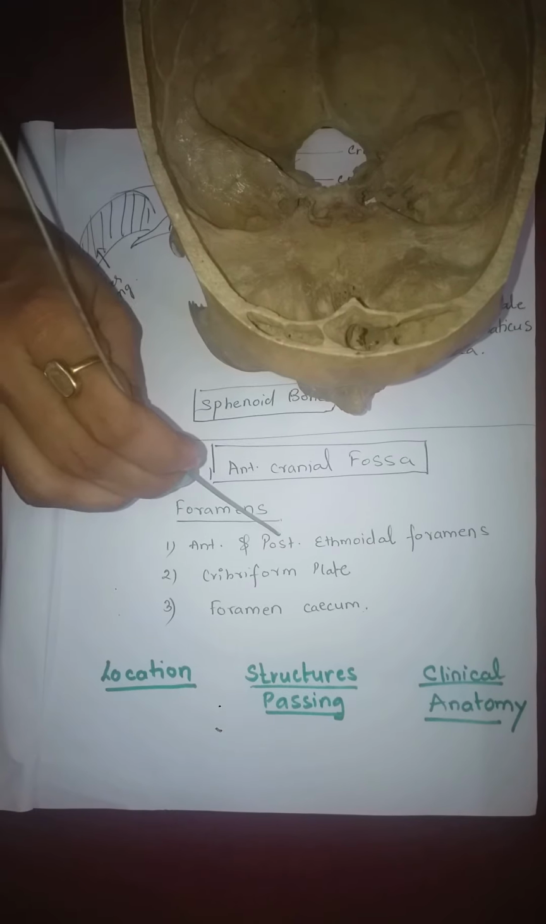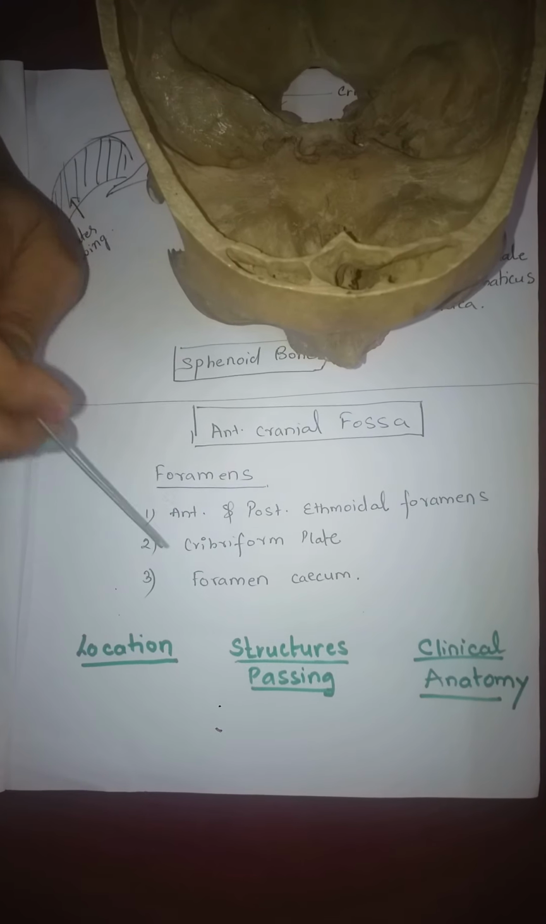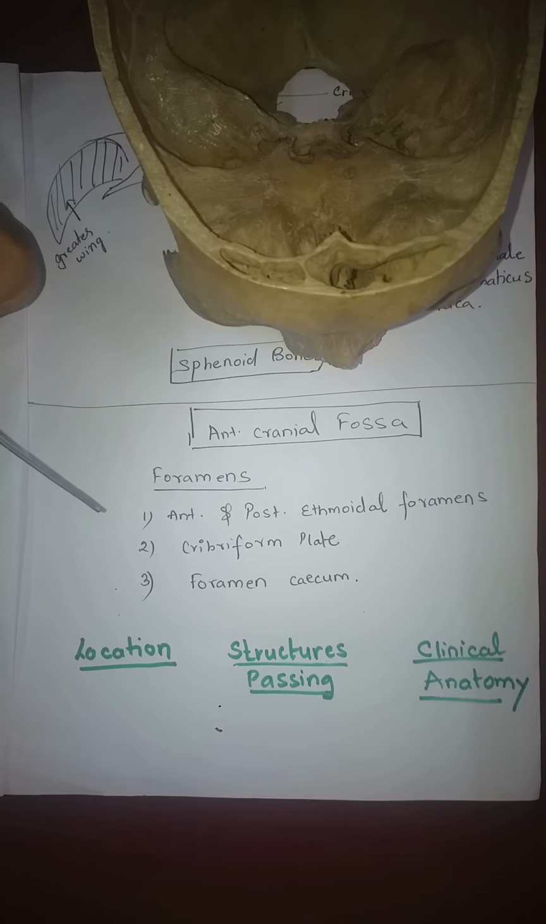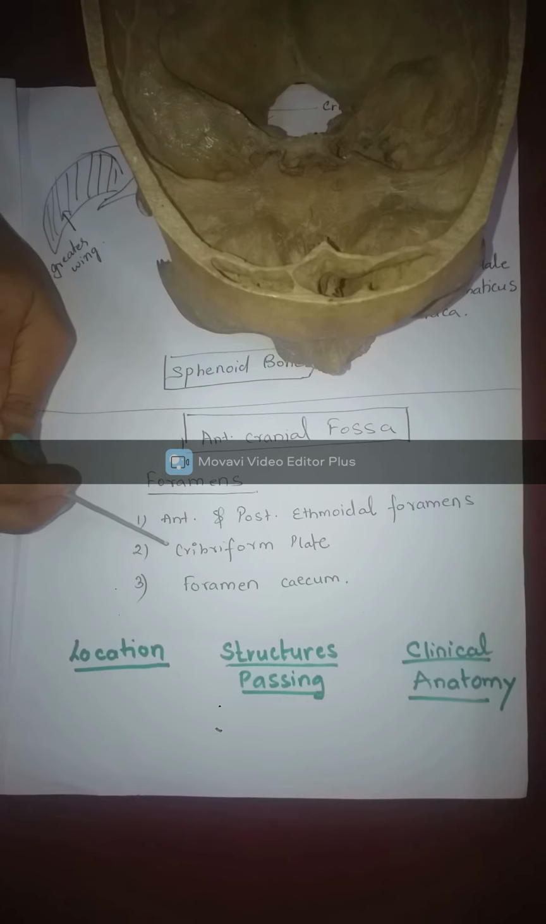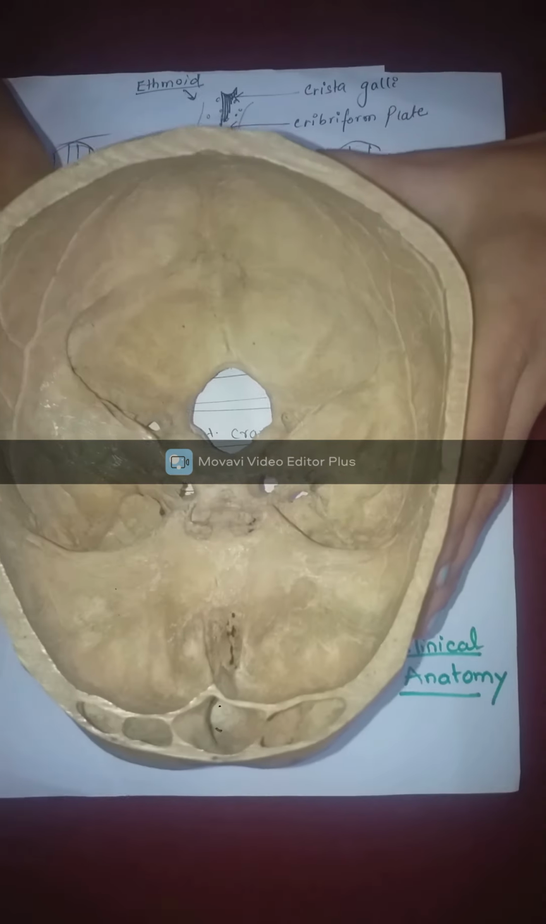Anterior and posterior ethmoidal foramens. Cribriform foramens at the cribriform plate of the ethmoid bone. And foramen cecum. Let us see the location of these foramens first. I will start with foramen cecum, then I will talk about the cribriform plate, and then I will talk about the location of anterior and posterior ethmoidal foramens. Let us see the skull now.